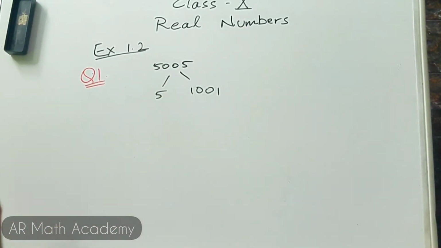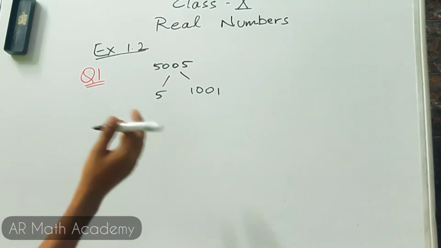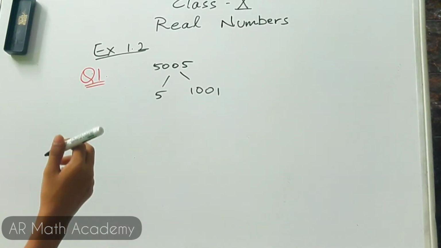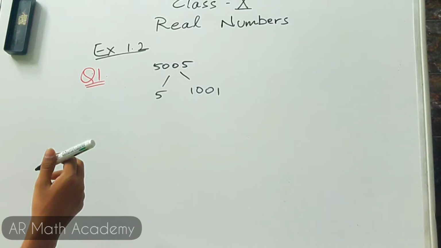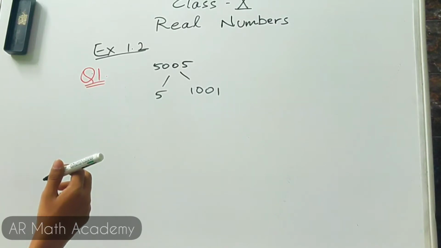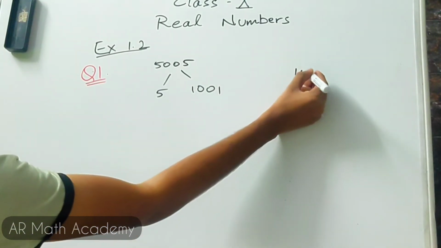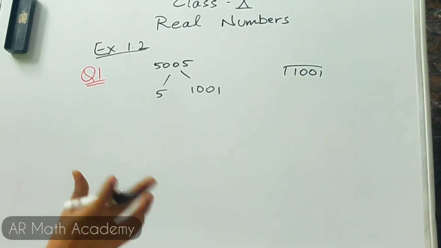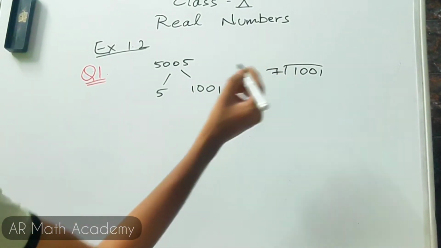So again 1001, check with other numbers. Check with 2, 3, well it doesn't go with 3. Check with 5, well 1001 doesn't go with 5 as well. Now the next number is 7. Check with 7. I don't know if 1001 goes with 7 or not. Well, the divisibility rule for 7 is rather complicated, so it is better if you check directly by dividing it with 7.